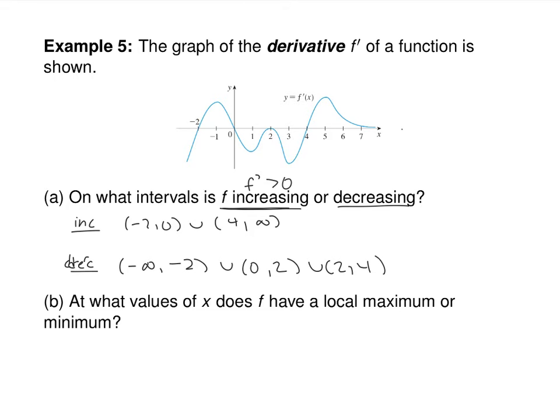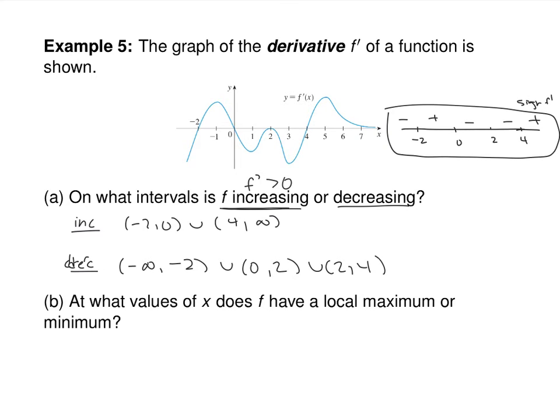You could also have translated this into a number line by doing -2, 0, 2, 4, and then the sign of f prime would be minus, plus, minus, minus, plus. That's what you would have looked at if you had an equation for f prime. You test numbers: I test a number here, the answer's negative. Test a number here, the answer's positive. Test a number here, negative, negative, positive. Just don't be confused and say that it's f, because it's not the graph of f.